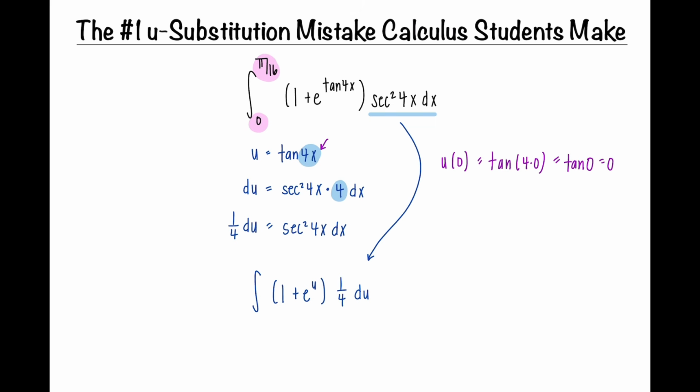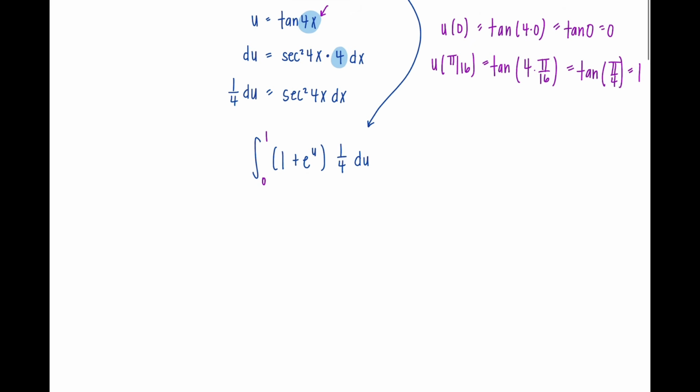And then u of pi over 16, that's tangent of, first simplify inside. So 4 times pi over 16, that'll reduce to pi over 4, right? And tangent of pi over 4 is 1. Good, so those are my new limits, 0 and 1. And then from here, you guys should be good to go. But that was the tricky moment. And most of the time when I give this problem to my class, I'd say more than half get it wrong.